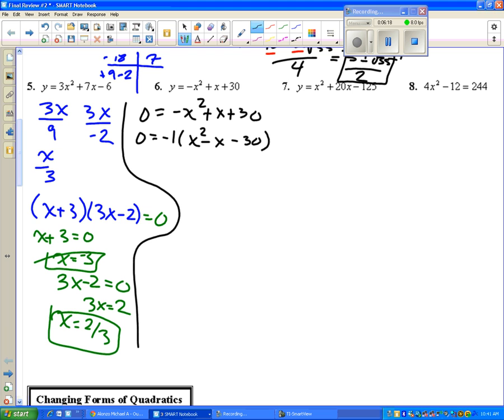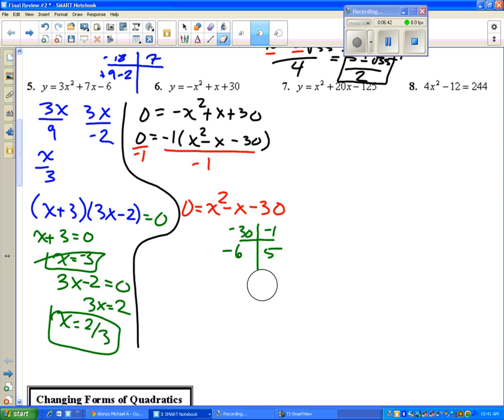But when I do that, since I'm solving, I can now divide by that negative 1 and get 0 is equal to x squared minus x minus 30. And now I can just use basic factoring. What multiplies to be negative 30 and adds to be negative 1? That's going to be negative 6 and positive 5. All right. So that means I'm going to have x minus 6 times x plus 5. That's equal to 0 still.